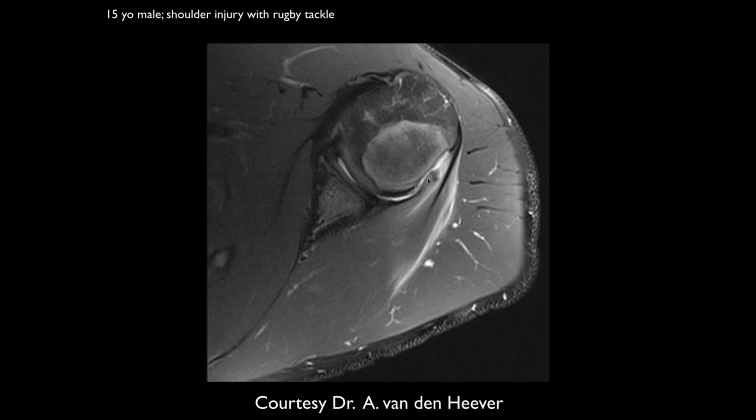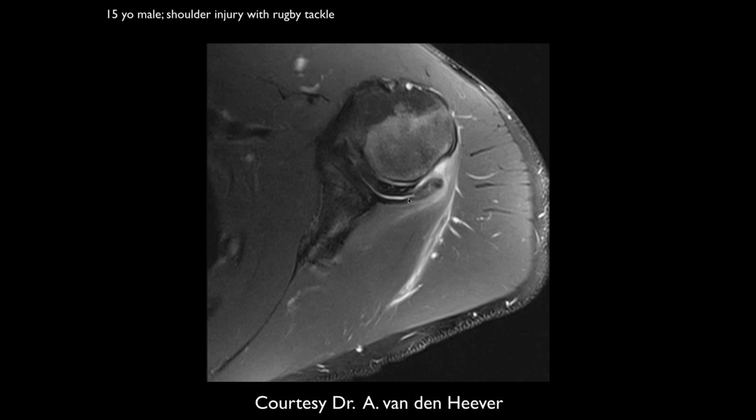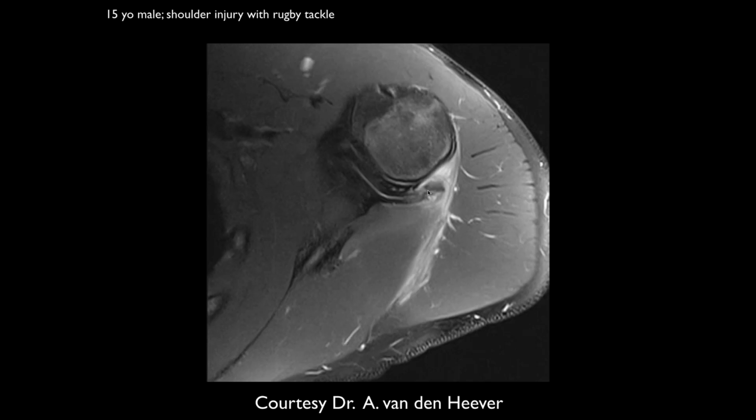This is actually a little bit deeper, and this is actually the posterior band of the inferior glenohumeral ligament that's been avulsed off the bone here. So that's, or some people call this a reverse Hegel because it's posterior rather than anterior. And it's about a little bit of bone coming off there.